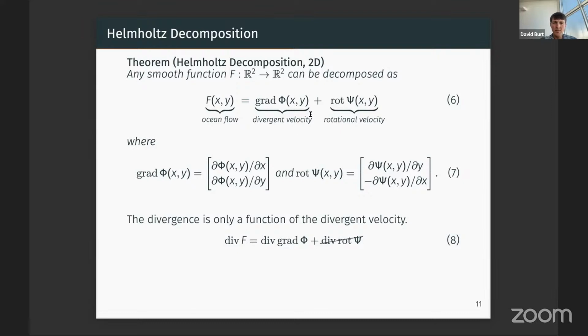So the first term, which we refer to as the divergent velocity, only determines the divergence of a field. And the second term determines the curl of a field. The Helmholtz decomposition is also commonly used in 3 dimensions, but we're going to focus on the 2-dimensional version.